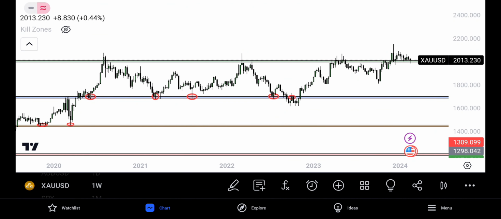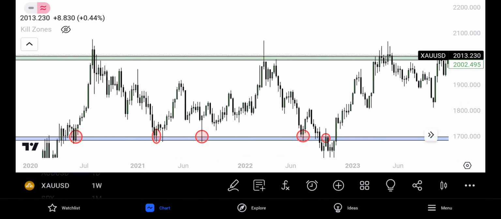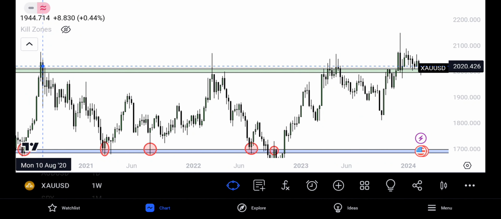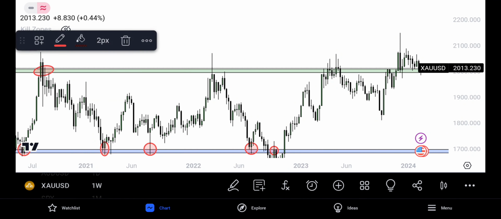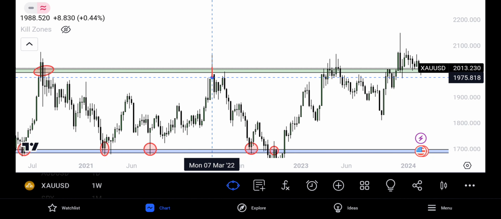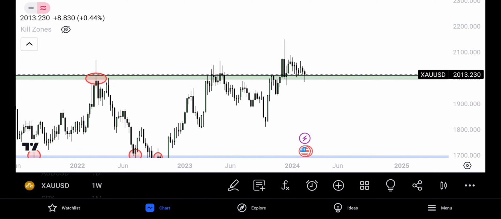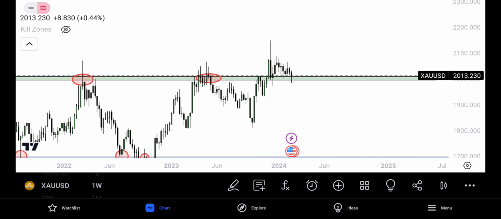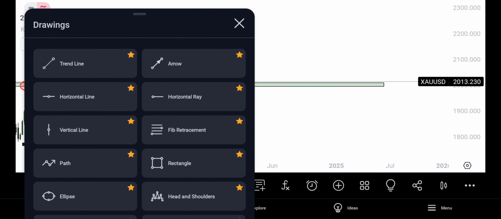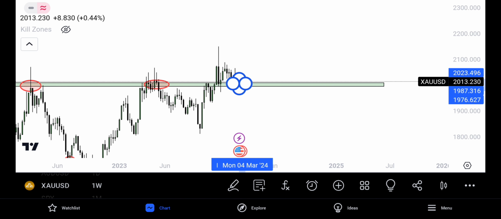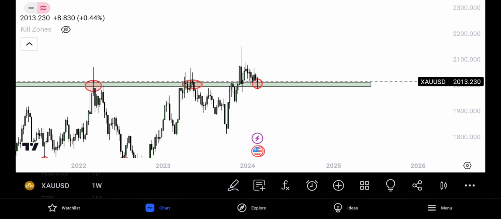And then for the green zone, you can see this tap here. It tapped and moved down. You can also see this tap here and it moved down. You can also see this tap here. And right now, currently, this is the new tap here to move up. So this is it, guys.